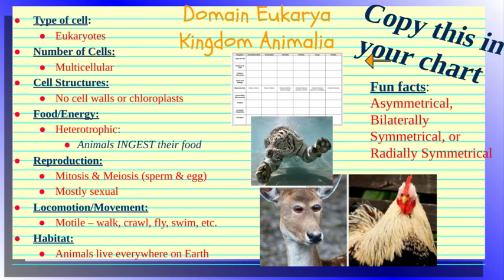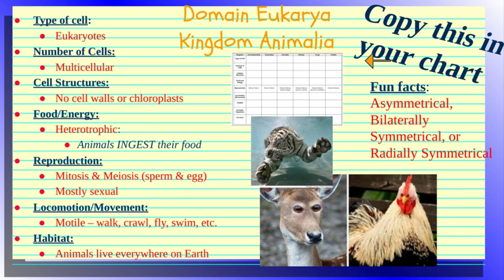They also do not have a chloroplast, because remember, that is what is in plant cells. They are heterotrophic, which means that they must ingest food from another organism. They must ingest another organism as food. They can do reproduction through mitosis, which is asexual, or meiosis, which is sexual reproduction, where you need a sperm and an egg. Now, most animals do sexual reproduction. However, some can do asexual reproduction.